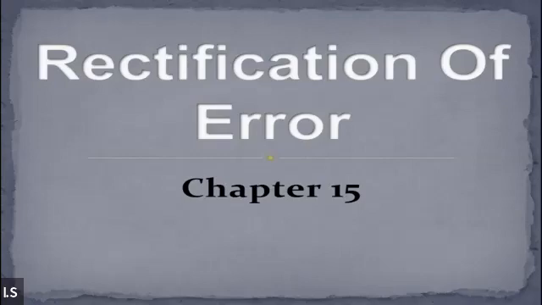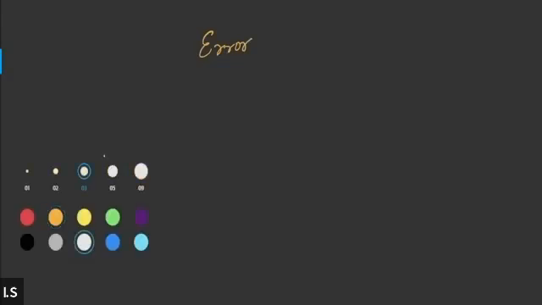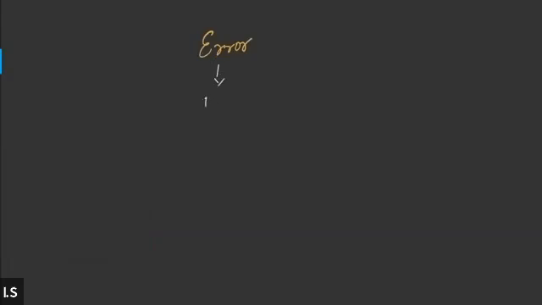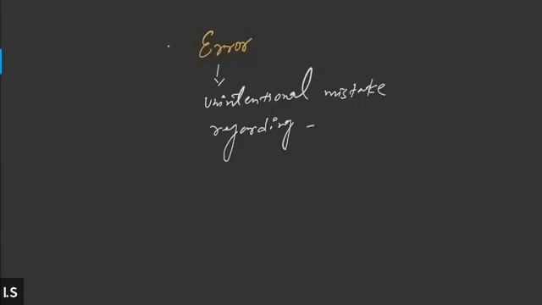So in today's session, we will talk about the rectification of error, and let's start first of all with the meaning of error. What do you mean by error? Error, as we know, is any unintentional mistake regarding recording of any value into the accounts. So different types of error can be there. Error is a kind of mistake that has been done unintentionally.